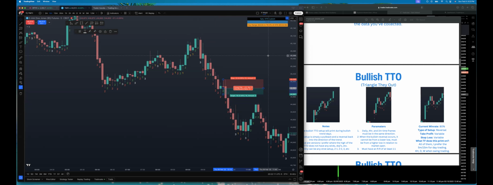This is one that I would not take because I need at least a minimum 1-to-1 risk reward. So this one I would just completely avoid. I would not take it. Even though it is a valid TTO, it's not one that I would take.